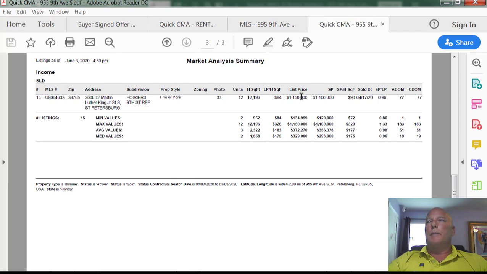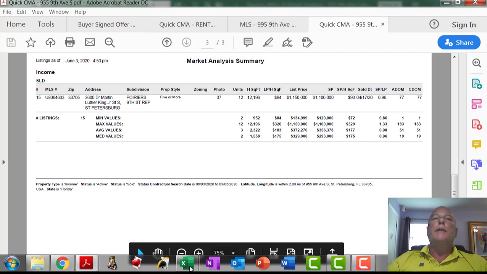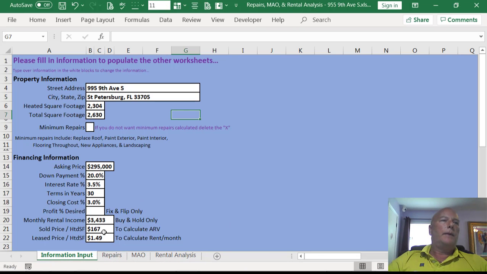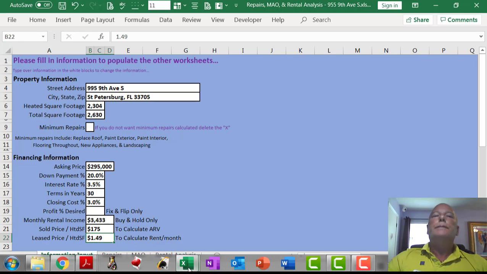Again, that one probably shouldn't have been in there. I just noticed that. But anyway, we didn't put an offer on this one anyway, so it doesn't matter. But this number here, the sale price per heated square foot, that's the number you want when you go into your spreadsheet. If I can get back to that. That 175. Actually, I don't know why that's not there. 175.